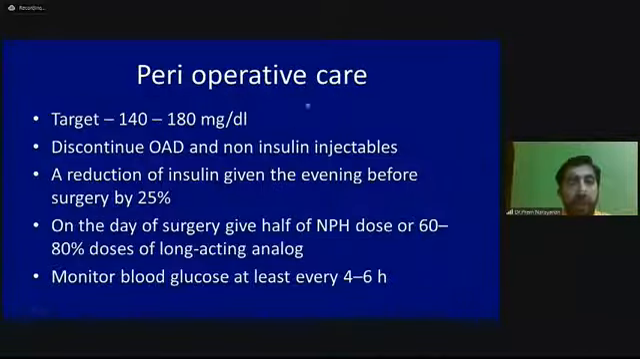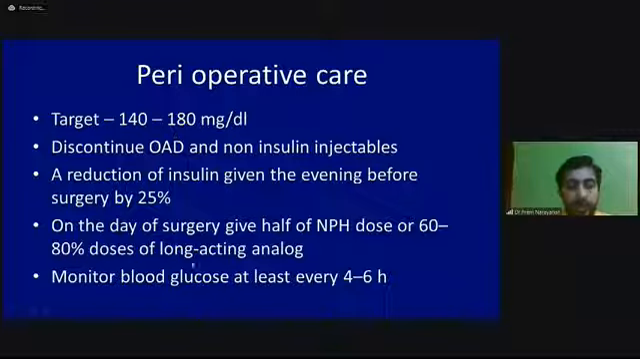Then the perioperative care: again, the target is to keep glucose between 140 and 180, and discontinue OADs and non-insulin injectables like the GLP-1s. A reduction of the insulin given the evening before surgery by 25% can be considered. So if, for example, tomorrow is the surgery, then tonight's insulin dosage, if it is well controlled, can come down by 25%.